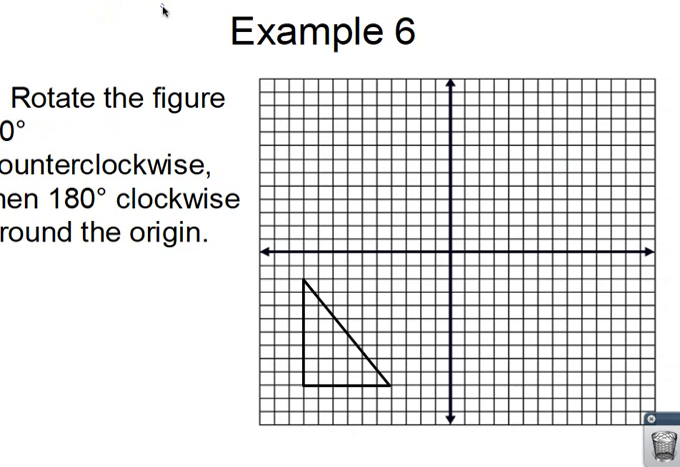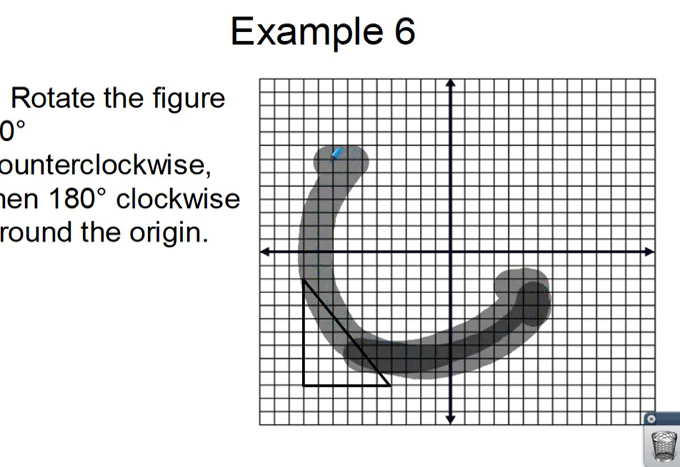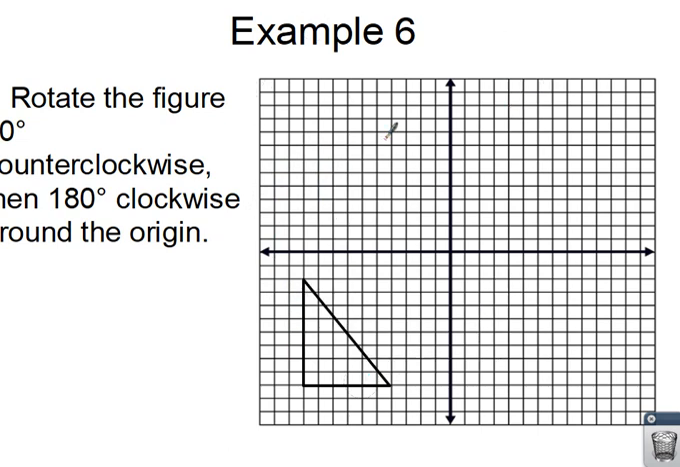Alright, for this one, let's do the same thing. So it says rotate it 90 degrees counterclockwise, then 180 degrees clockwise. So let's picture this for a minute. 90 degrees counterclockwise would be this way, right? So it'd be right here. And then 180 clockwise would be right here. So that's just like a 90 degree clockwise if we put the two of them together. Okay, so let's just do a 90 degree clockwise because that's how it happens.